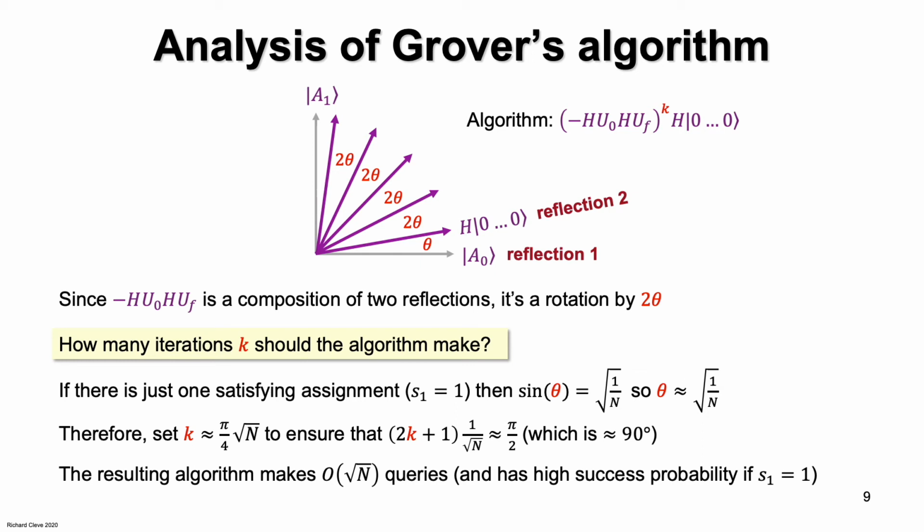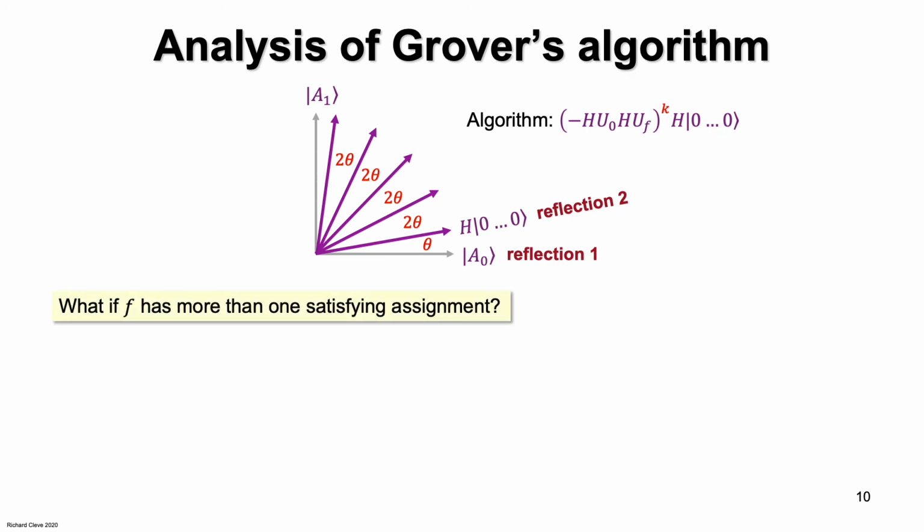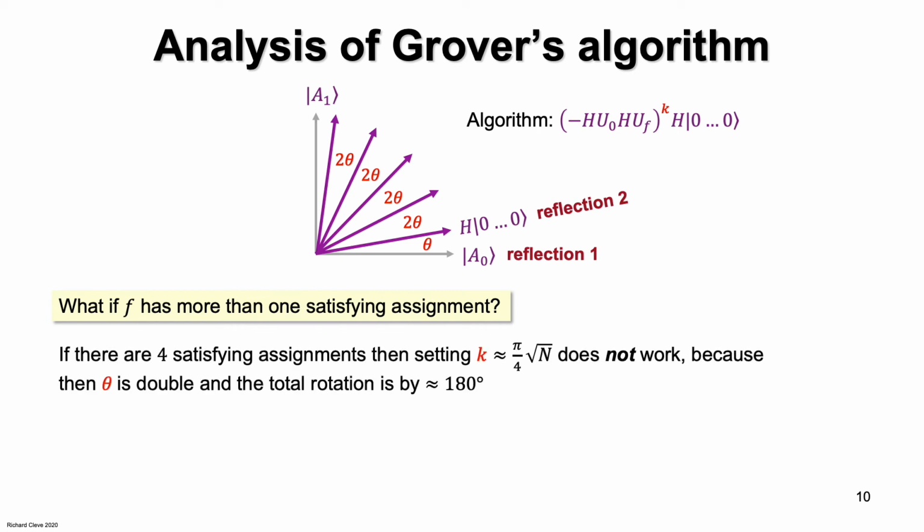Remember that this is for the case where f has one satisfying assignment. What if f has more than one satisfying assignment? One might be tempted to think that intuitively the hardest case for the search is where there is just one satisfying assignment. So maybe the algorithm performs at least as well when there are more satisfying assignments. Could that be the case? Unfortunately, no, it doesn't work that way.